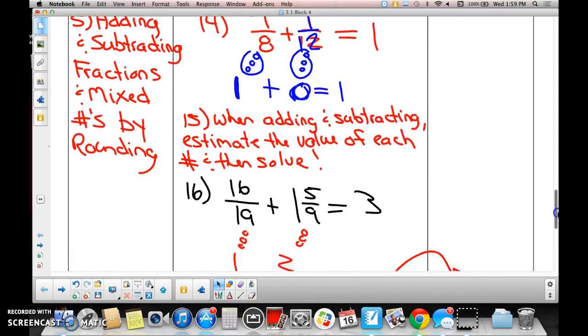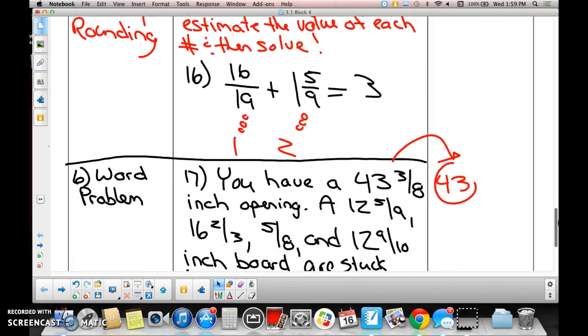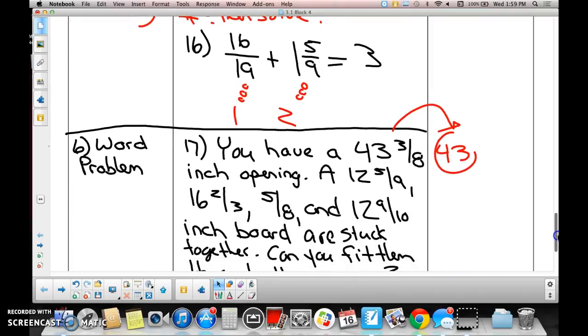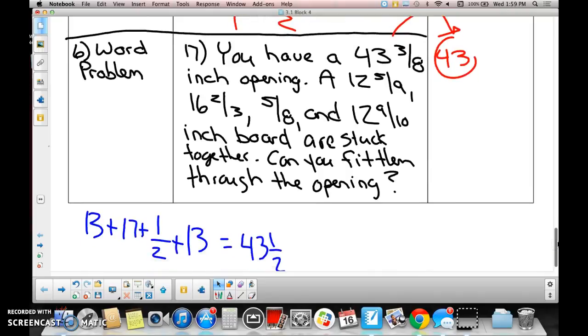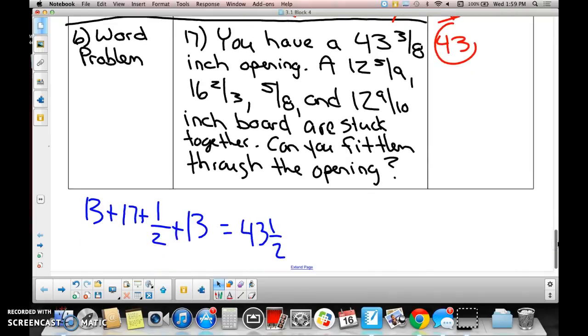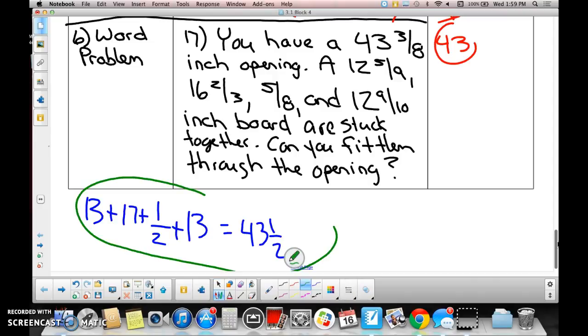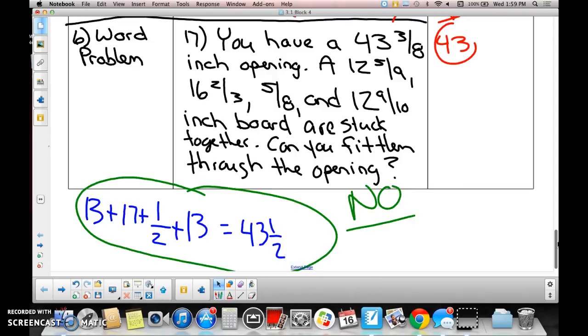We do have a word problem down below that Muna walked us through very nicely. We followed our estimating rules when it came to fractions and mixed numbers. The work that Muna did is down here for all of the measurements that were given in the problem, and we decided that answer, we haven't really written the answer. No, you cannot fit those boards through the opening.